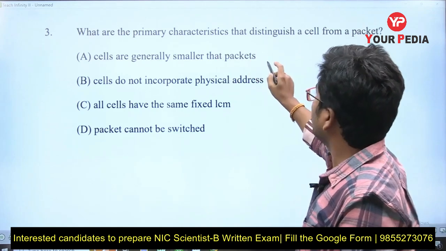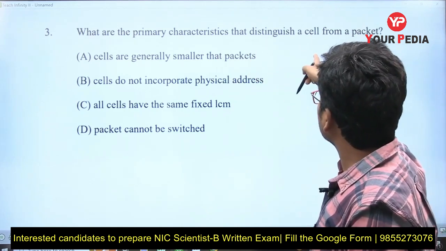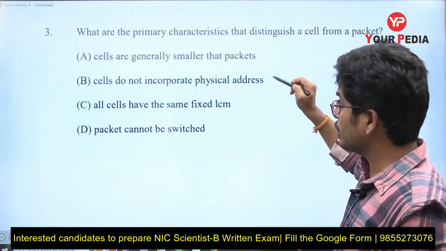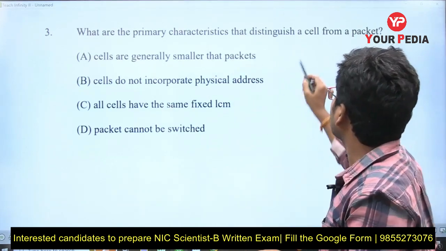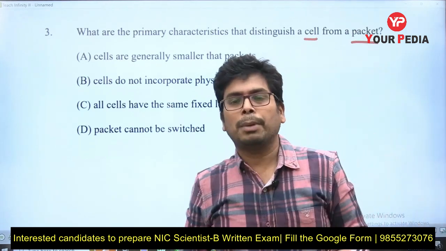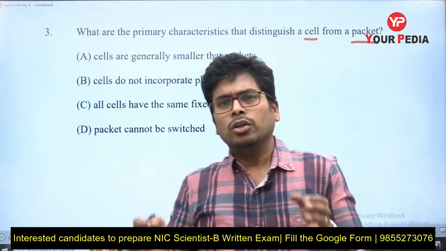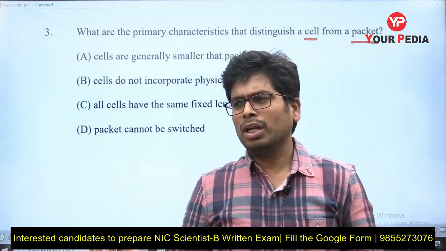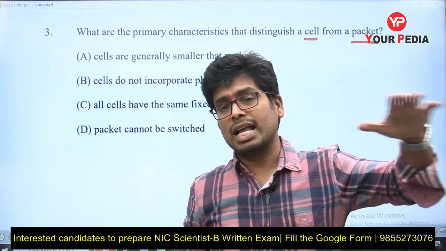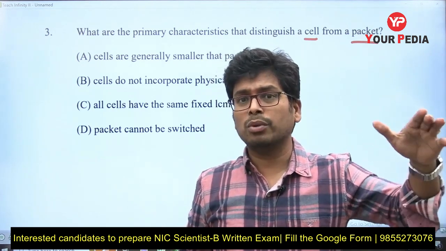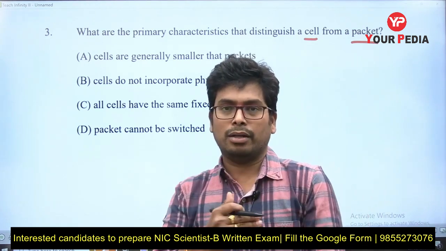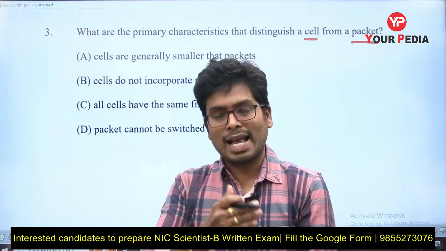What are the primary characteristics that distinguish a cell from a packet? A cell is completely different when compared with a packet. What is a packet? We just discussed that. If you want to send data, it may be 1 MB, 10 KB, or 100 KB. A huge amount of data cannot be transferred in the network as is. It has to be divided into small chunks, and we call those small chunks packets.